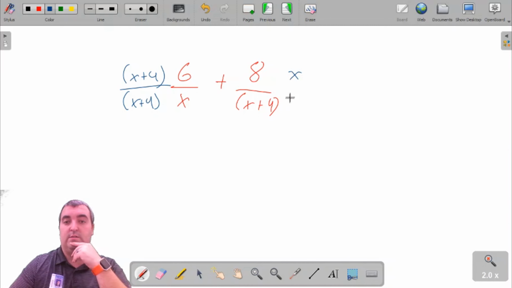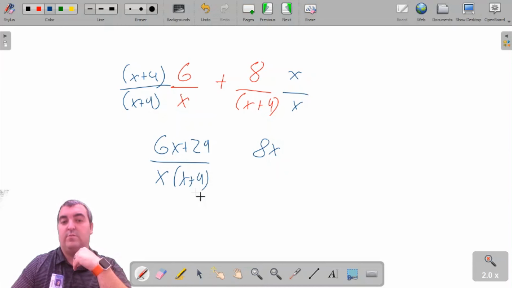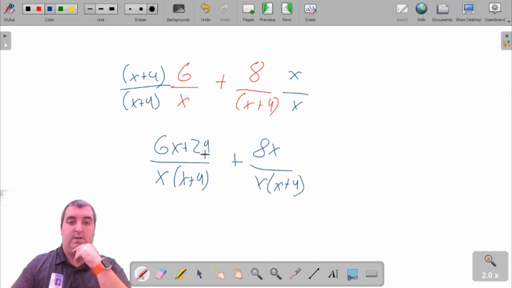This one's missing just an x. So now we multiply it out. 6x plus 24. That's going to be 8x. And then the denominator, we don't need to multiply it out. We actually want to leave it in factored form in case we can simplify at the end. Okay? So then 6x plus 8x is 14x plus 24 all over that.